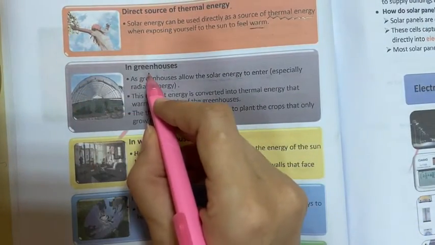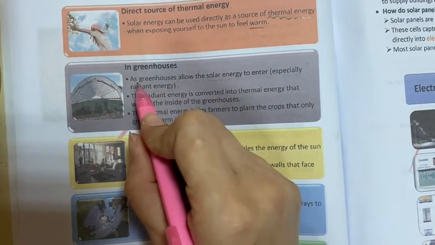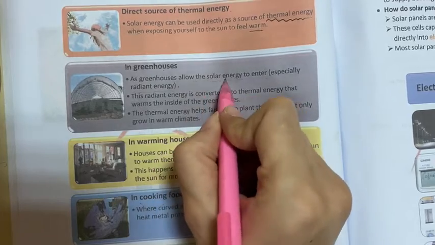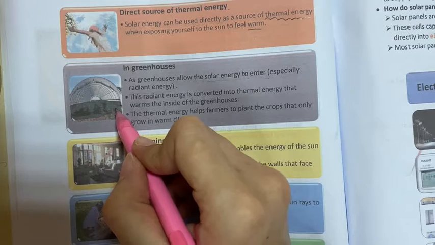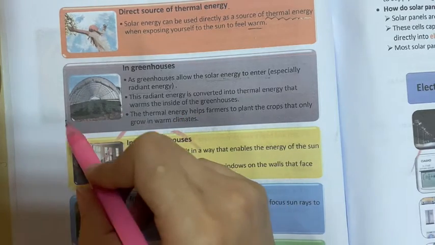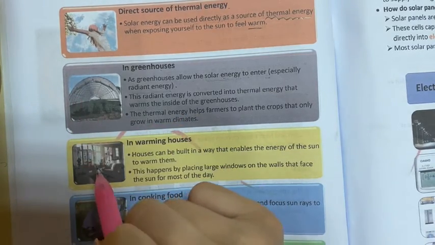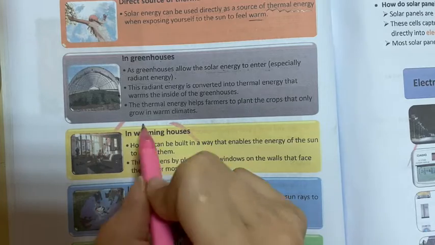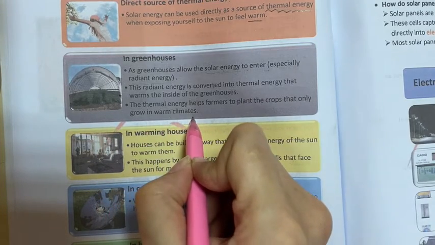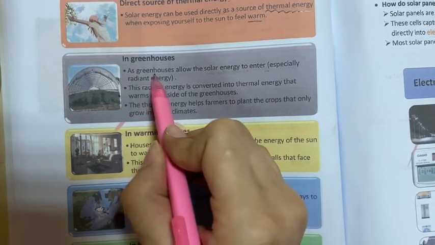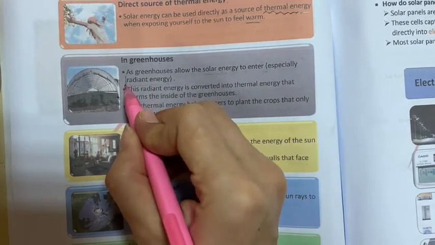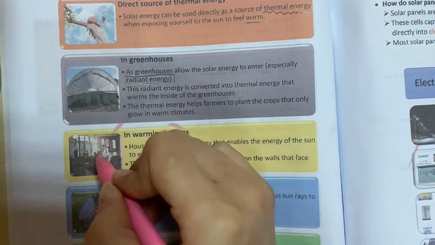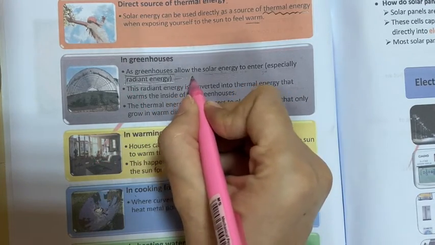Here, the greenhouses allow the solar energy to enter. These houses are built for plants. They help the farmers to plant crops that only grow in warm climates. So, in the greenhouses, they allow the solar energy to enter, especially which energy? Radiant energy. This question comes complete.